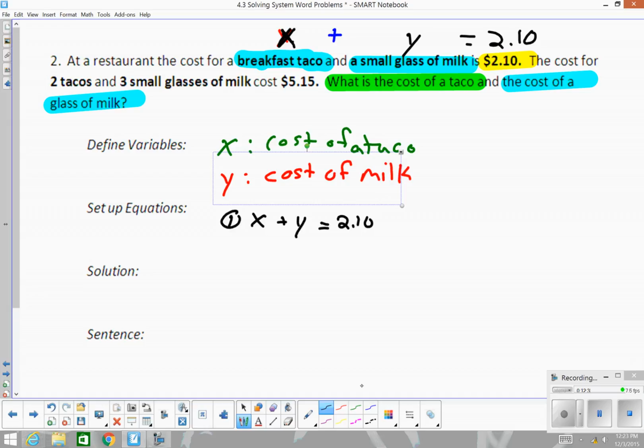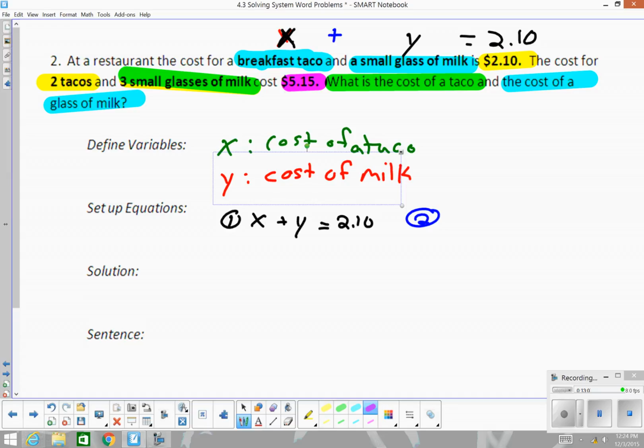Okay, awesome. Now I'm going to write my second equation. Let's write it off to the side so it's easier, so I don't have to move anything. My second line is going to be, the cost of 2 tacos and the cost of 3 glasses of milk, cost $5.15. So now, let's rewrite that.